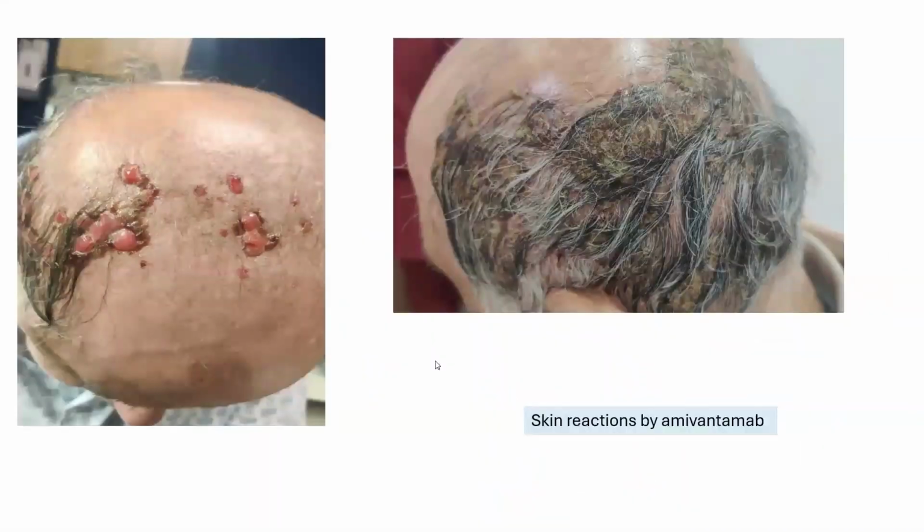This is a typical skin reaction that one of our patients had with amivantamab. So this is before, and this is during therapy. But the treatment was continued, and he was in regular consultation with our dermatologist. So the patient is doing well, with manageable side effects.